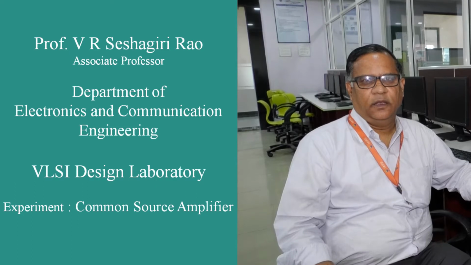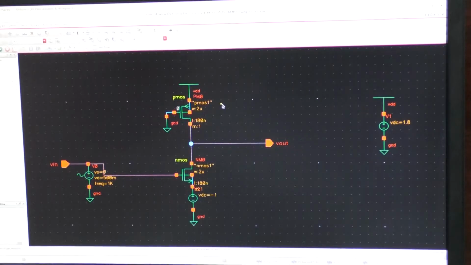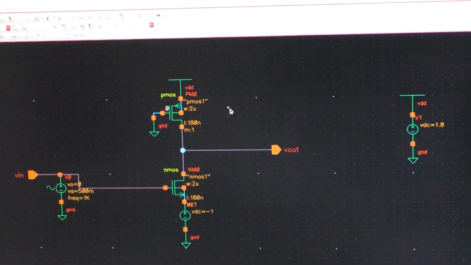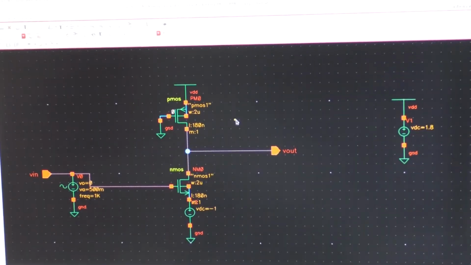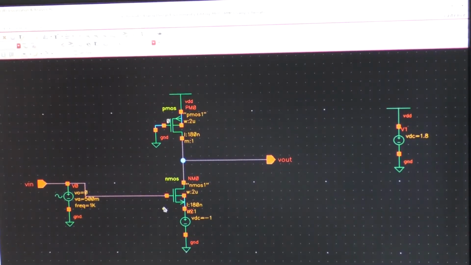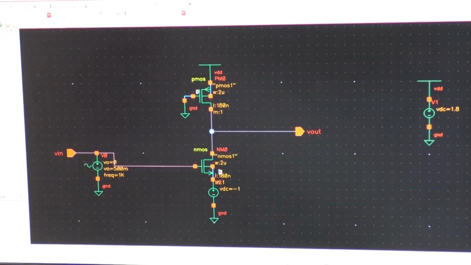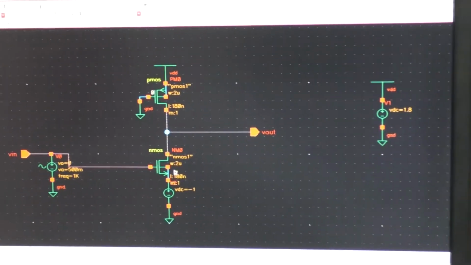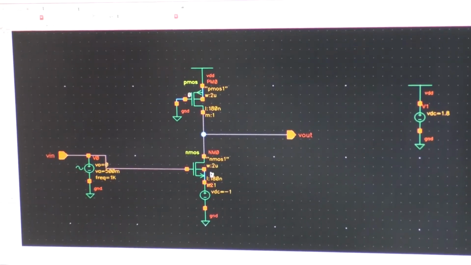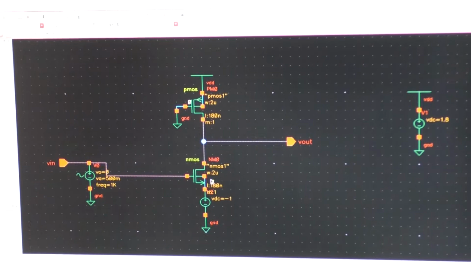I am going to now demonstrate the experiment of common source amplifier using CAD software. So here in the common source amplifier, we are using the N MOSFET as an amplifier, and N MOSFET works as an amplifier in the saturation region.